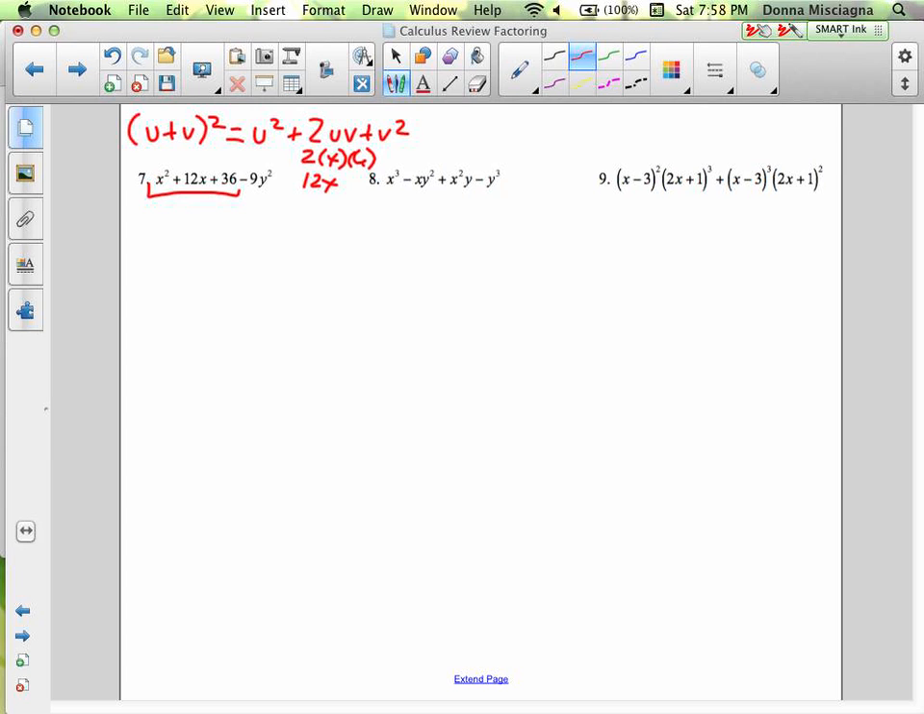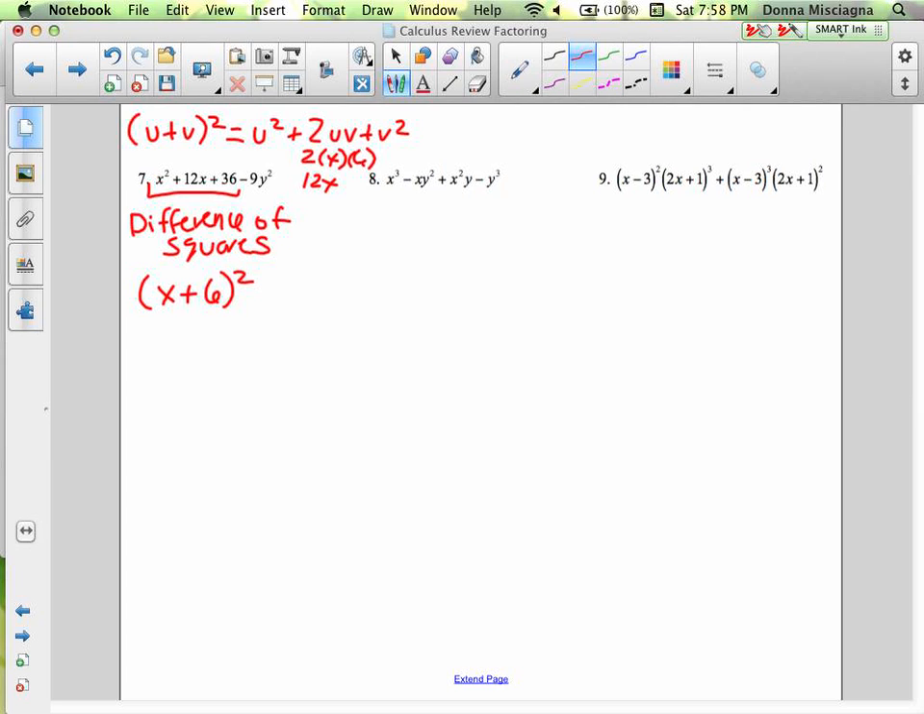So this is actually a difference of squares. So if you recognize that you've got a difference of squares, technically, you could rewrite the x squared plus 12x plus 36 as a perfect square, and then it's just square root plus square root minus square root, right? So x squared plus 12x plus 36 is x plus 6 squared.